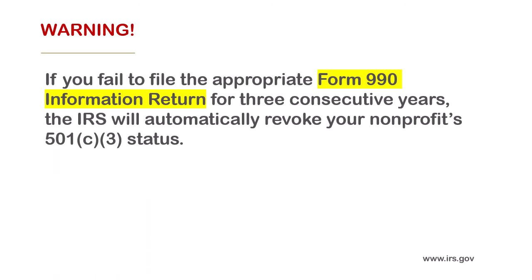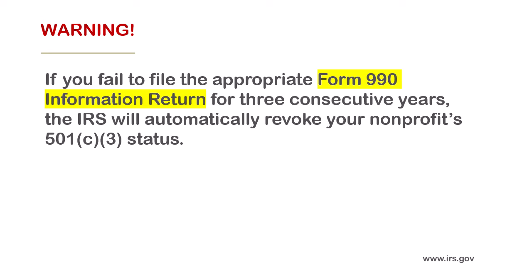Here is your warning on why you shouldn't miss your due dates. If you fail to file the appropriate Form 990 information return for 3 consecutive years, the IRS will automatically revoke your nonprofit's 501c3 status. You will receive a letter in the mail saying that your status has been revoked. Past tense, because you did not file in 3 consecutive years.